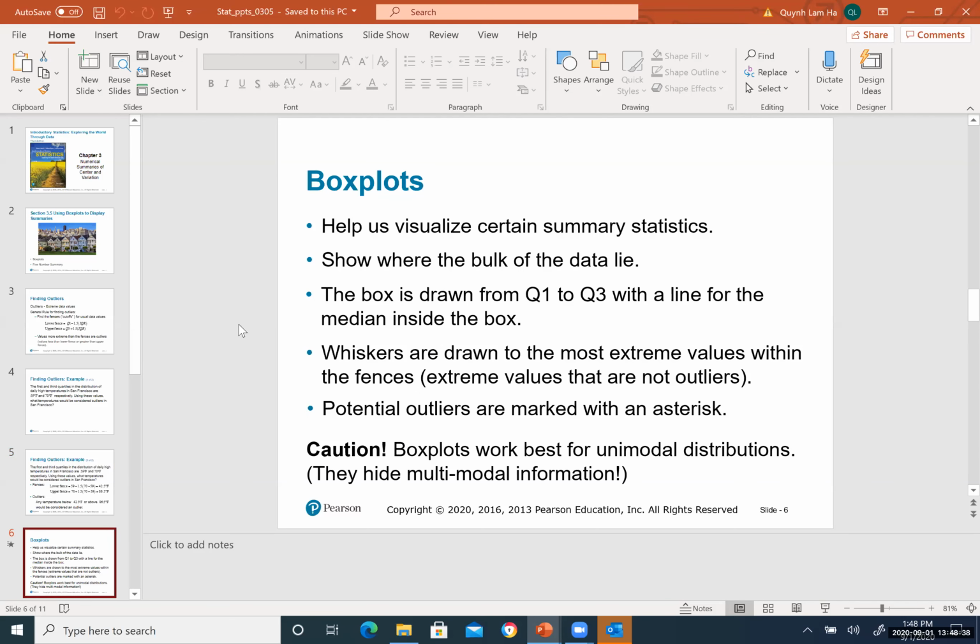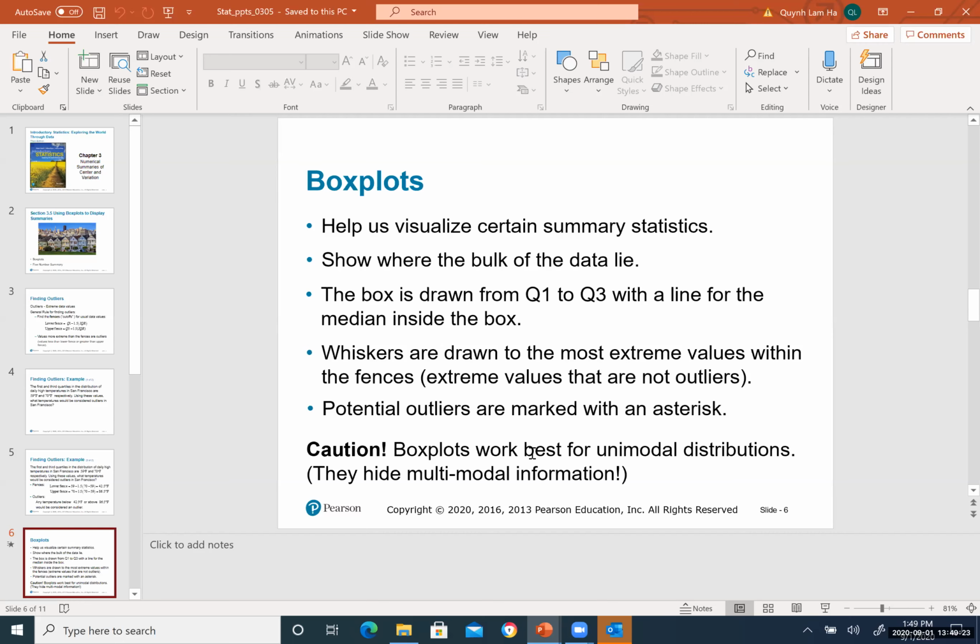The box plot is one of the graph shapes that helps us analyze data better. This box plot helps us visualize certain summary statistics and shows where the bulk of the data lies. The box is drawn from Q1 to Q3 with a line for the median inside the box. The median in this case we call Q2. The whiskers are drawn to the most extreme values within the fences, and all the potential outliers are marked with an asterisk.